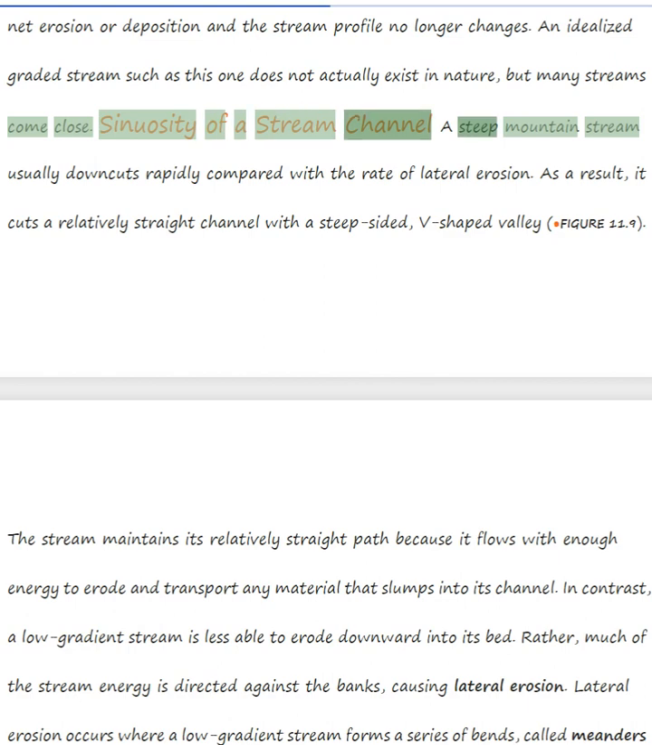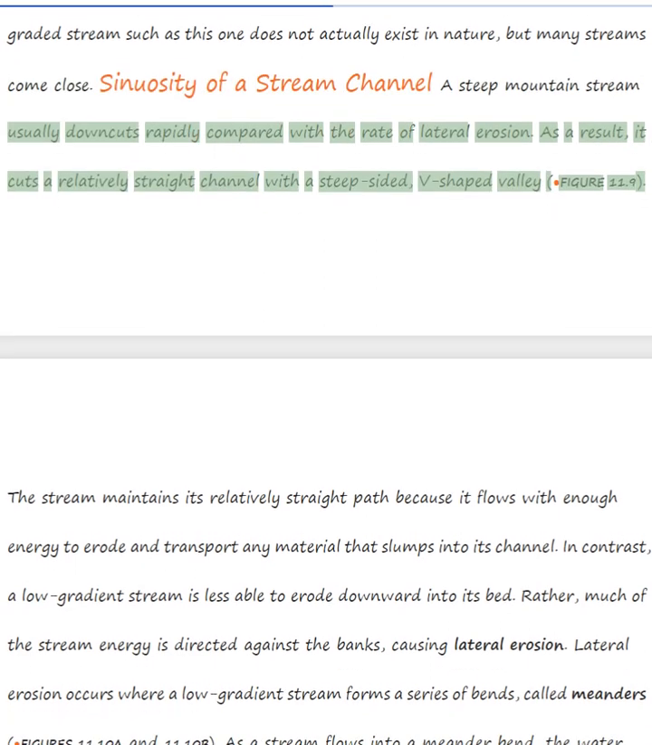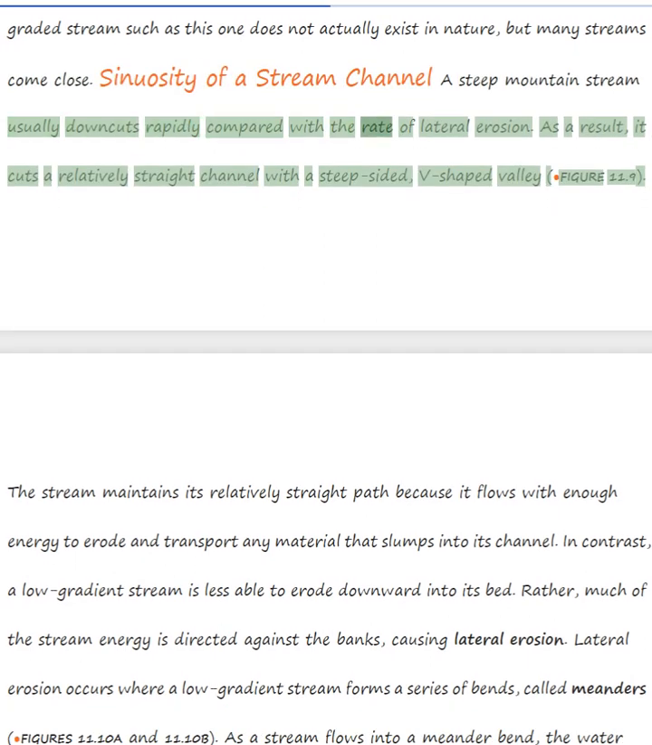Sinuosity of a stream channel. A steep mountain stream usually downcuts rapidly compared with the rate of lateral erosion. As a result, it cuts a relatively straight channel with a steep-sided, V-shaped valley.